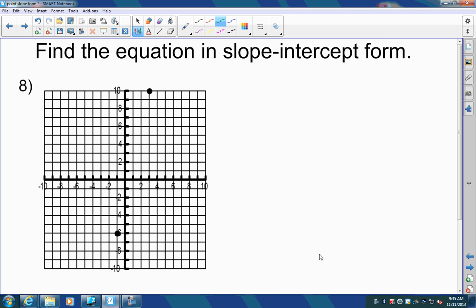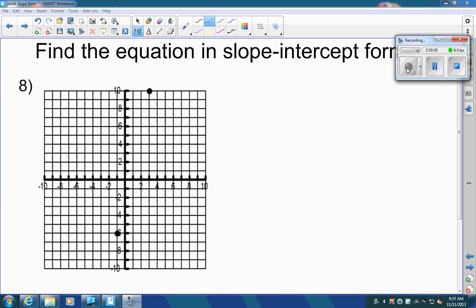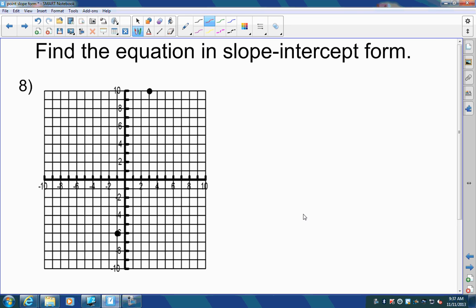Here's number 8. Take a minute and find number 8, whether you do it with the graph or a table, and find your equation in slope-intercept form. The first thing you should do is figure out what the slope is. Well, actually, let me find my ordered pairs first. That'll help me. I've got (-1, -6). The other ordered pair they have is (3, 10).